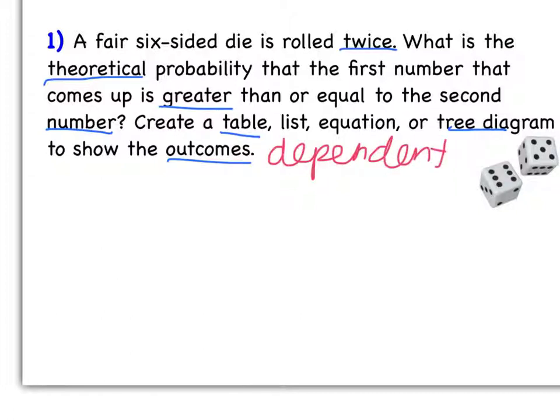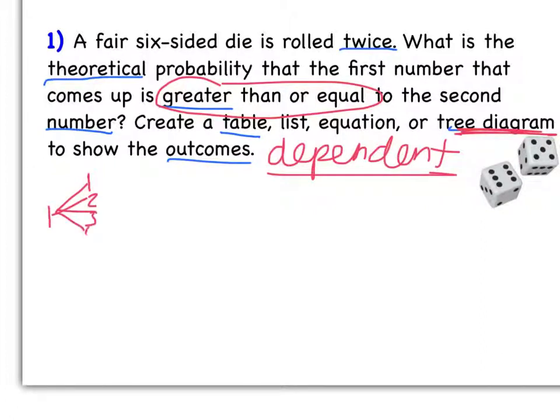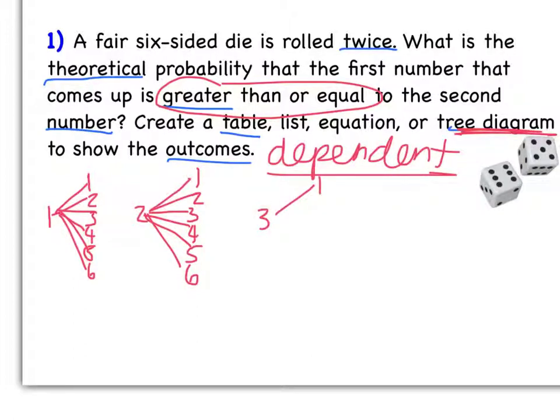The first number is going to depend on if the second number is going to be greater than or equal to. I'm going to do a tree diagram. You can make a list, a table, or equation. It doesn't say which one is better. Okay, and in fact, one is not better than the other. So let's go ahead and make a tree diagram. Or a table.